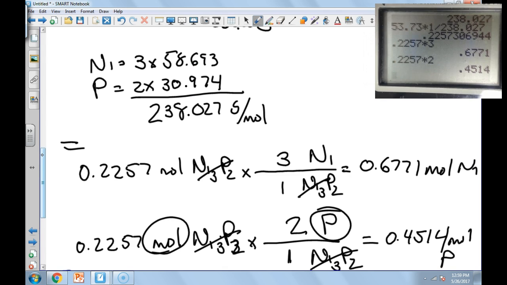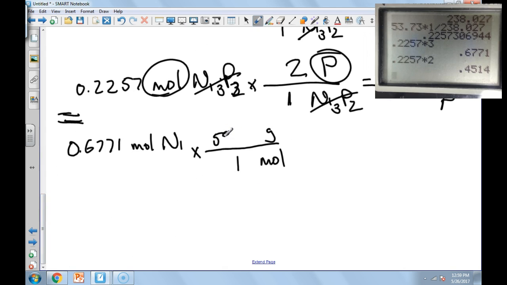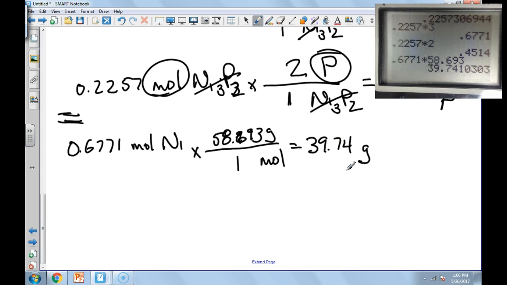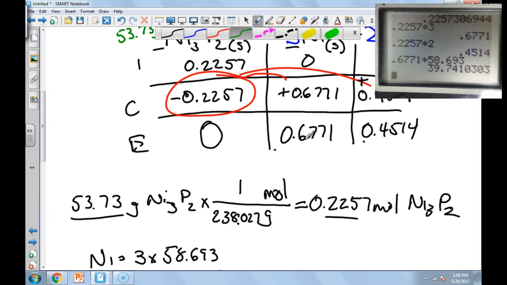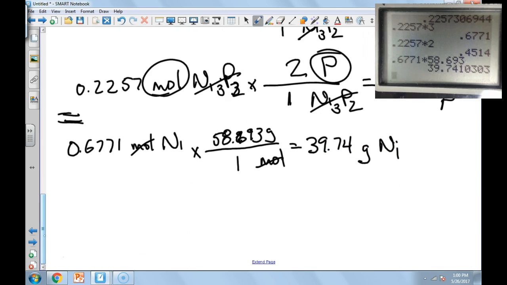So it's 58.693 here, so this is 58.693, and so now 0.6771 times 58.693, and that's going to equal 39.74 grams, because moles cancel, of nickel. Okay, so I'm going to go up here. I'm going to do this in a different color just because I don't want to get confused with all my mole calculations. So this is 39.74 grams. I'm going to put grams, the units there, because I don't want to, again, get confused.